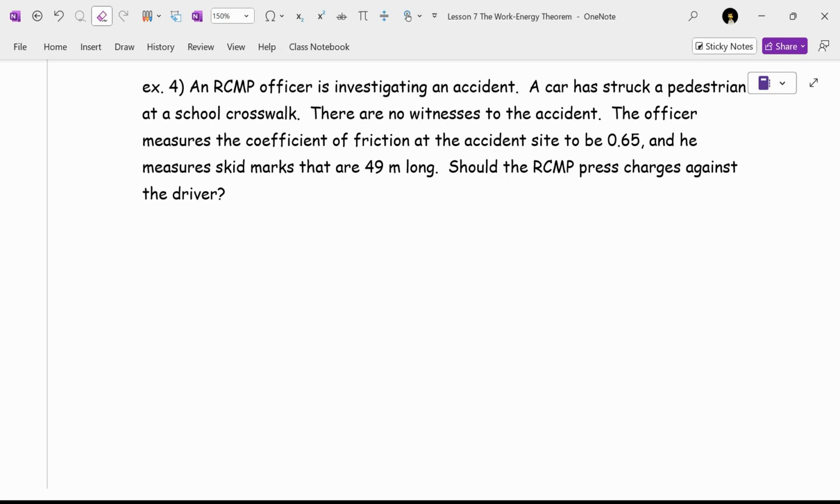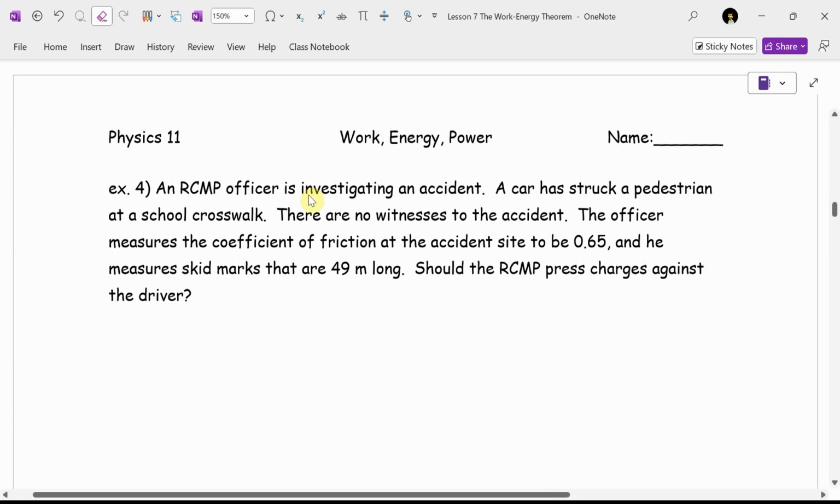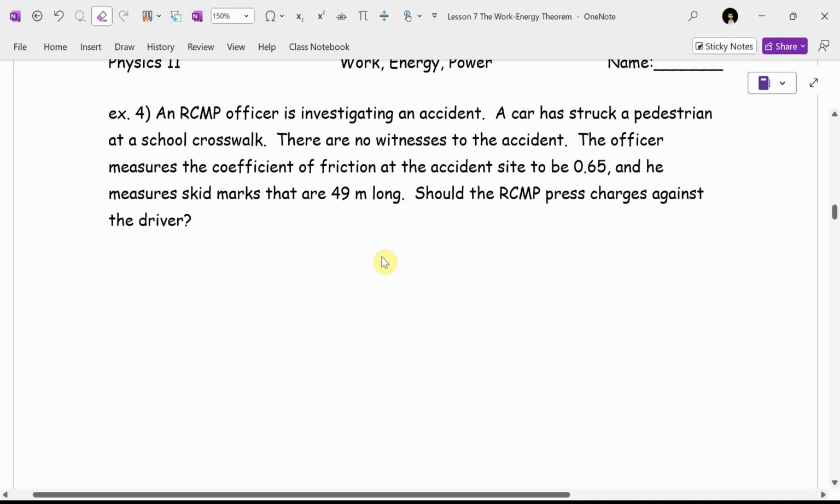An RCMP officer is investigating a crash. A car has struck a pedestrian at a school crosswalk. It's a hit and run, so no witnesses, and the pedestrian doesn't know what the car was. The officer measures the coefficient of friction at the accident site to be 0.65. They have a device, they drag it along the pavement. It's got a scale and a needle, like a bathroom scale. It shows you the coefficient of friction. And he measures skid marks that are 45 meters long. Should the RCMP press charges against the driver?